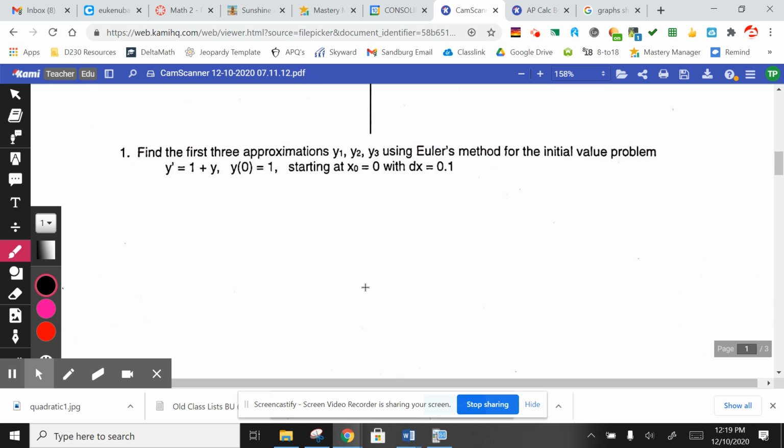What I want you to do is find the first 3 approximations. So that's why we have y sub 1, y sub 2, y sub 3 using Euler's method, which just means 3 different lines we want to come up with for the initial value problem shown below. So here's our derivative. Here's our initial point where we're tangent to our curve. And then we're going to start at that x value of 0. Our dx is going to be 0.1, okay?